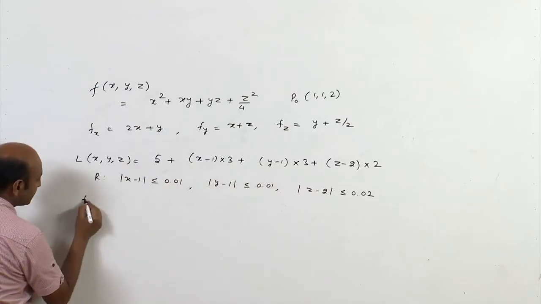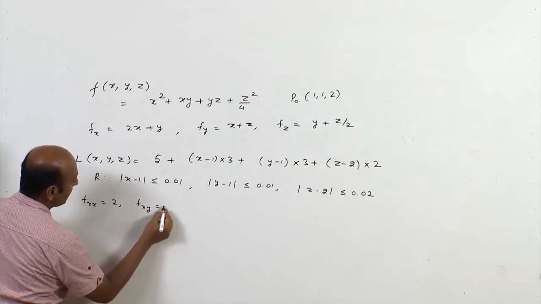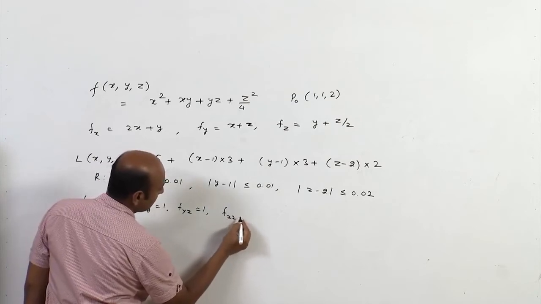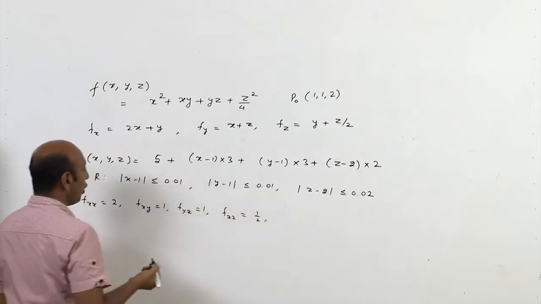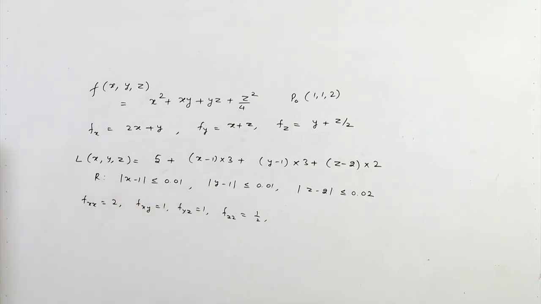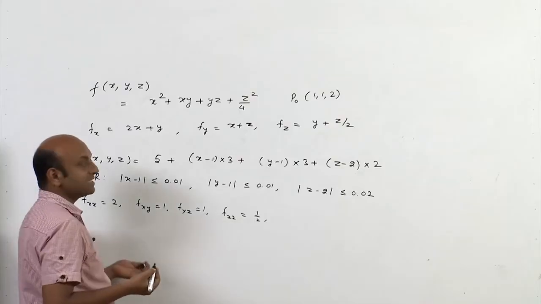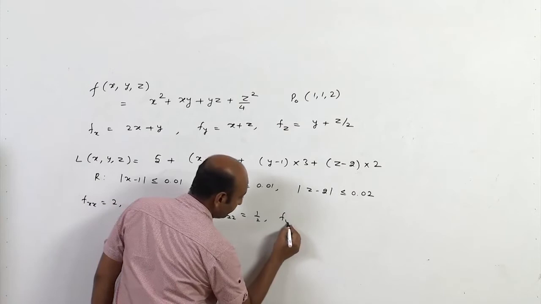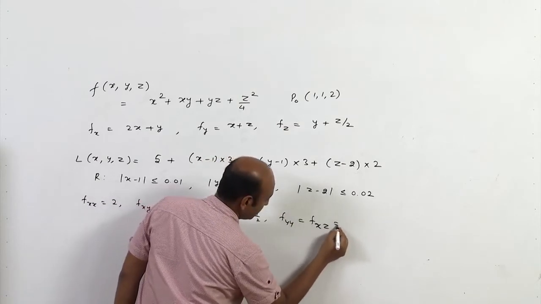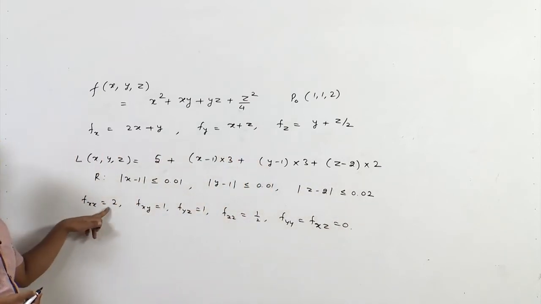So, now you find f_xx. f_xx is clearly 2, f_xy is 1, f_yz is 1, f_zz is 1 by 2, and all other second order partial derivatives are 0, like f_yy is 0, like f_xz is 0. So, what is the maximum of all these? It is 2.